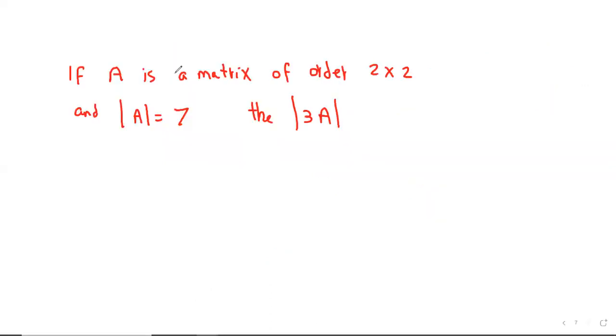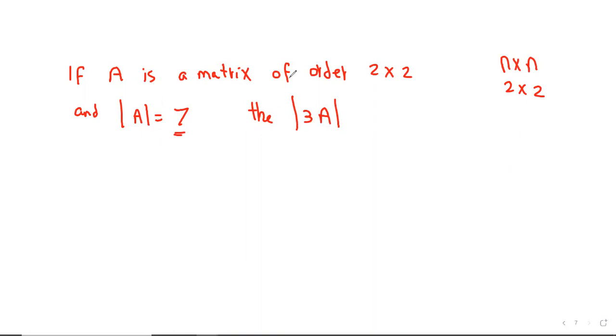If A is a matrix of order 2 by 2 and the determinant of A is 7. What is A? I don't know, but I know that the determinant of A is 7. And pay attention that the order is 2 by 2, so it's n by n, and this matrix is a square matrix. How can we find the value of the determinant of 3A?